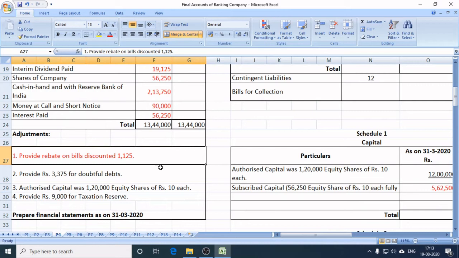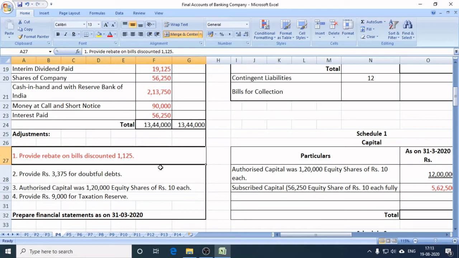Now in such a situation, the entry is passed like this: interest and discount account debit to rebate on bill discounted. From the interest and discount account we should deduct such an unexpired discount because it is an income of the next accounting year, and we cannot treat it as income of the current accounting year. And if it is included in the current accounting year, then it should be deducted. That's why, as it has come in the problem as an adjustment, we should deduct it from interest and discount account, that is schedule number 13.